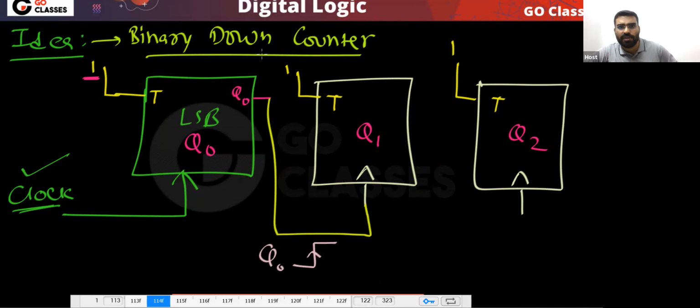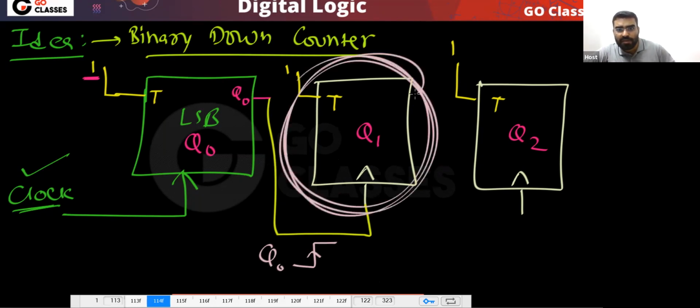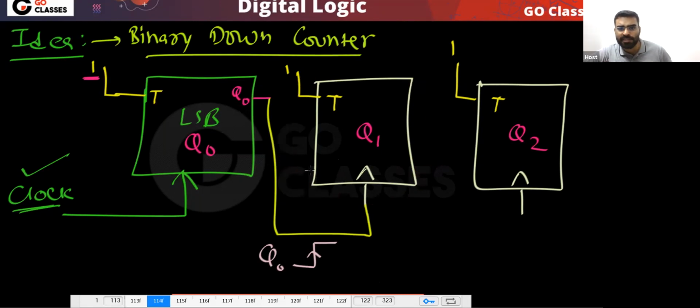Correct or not? When the Q0, because this is positive edge triggered. What does it mean? It means when the Q0 is going from 0 to 1, it will change. And this is what we want. Yes or no? We want this to change when this Q0 is going from 0 to 1. Let me know. Is this idea clear? Very simple idea.